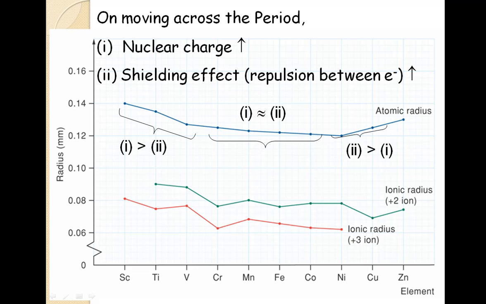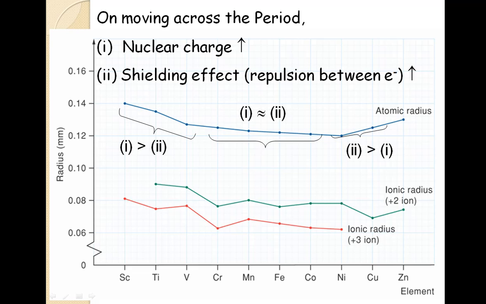of first period. Now, on moving across the period, we can find that nuclear charge goes on increasing as the atomic number goes on increasing, and second is shielding effect. Now what is shielding effect? It is the inter-electronic repulsions that also go on increasing.